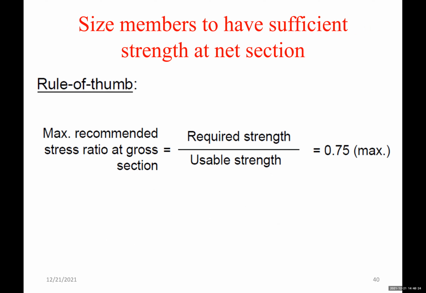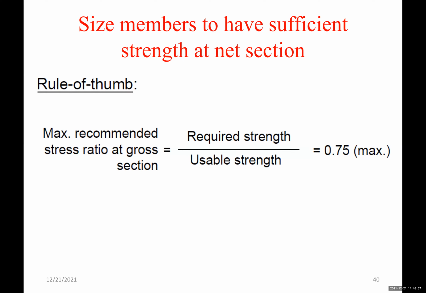Size members to have sufficient strength at net section, right? So when we design members for bending, for shear, we design them for whatever bending moments we have, whatever shear forces we have, correct? Now, in the connection design, of course, we will have holes, we may have coping, okay? So it's important to pay attention to this from the beginning to avoid any issues later related to reinforcing and coping and things like that.